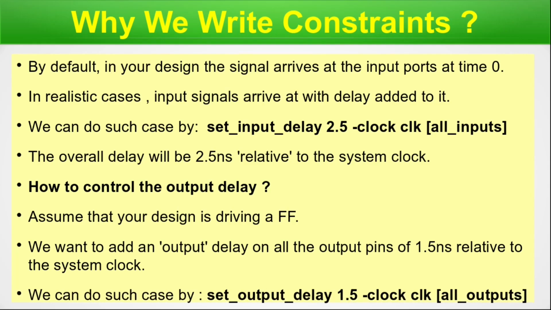We can do this with the command set_output_delay, and we mention the value 1.5, and we mention for which clock, that is CLK, and for all outputs. So this is how we can define the delay, for input as well as for the output.